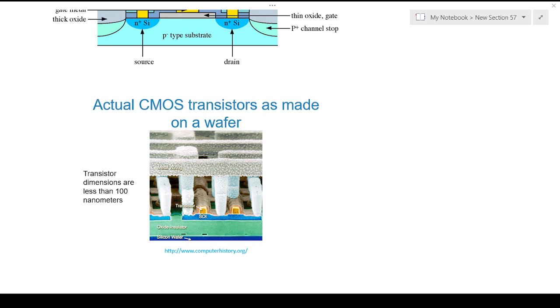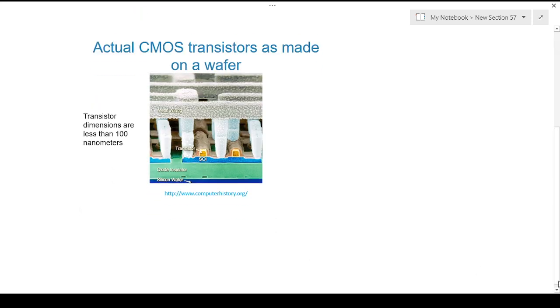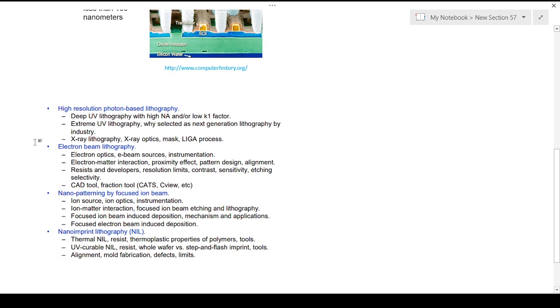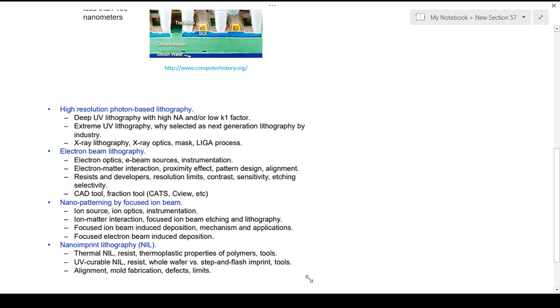So it involves the following. One is, as I mentioned, photon based. Okay, so you can see a list of different types of lithographic techniques available. High resolution photon based lithography, where we will be utilizing deep UV for the lithographic purpose, and we will be having extreme UV, like X-ray lithography, X-ray optics, and a mask. So there we will be using photons, and also we have electron beam lithography.